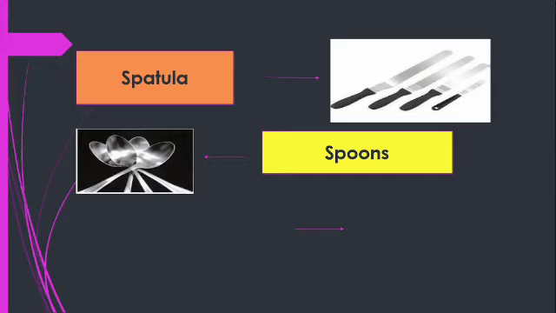Spatula is used to level off ingredients when measuring and to spread frosting and sandwich fillings. Spoons, solid, slotted, or perforated, are made of stainless steel or plastic.